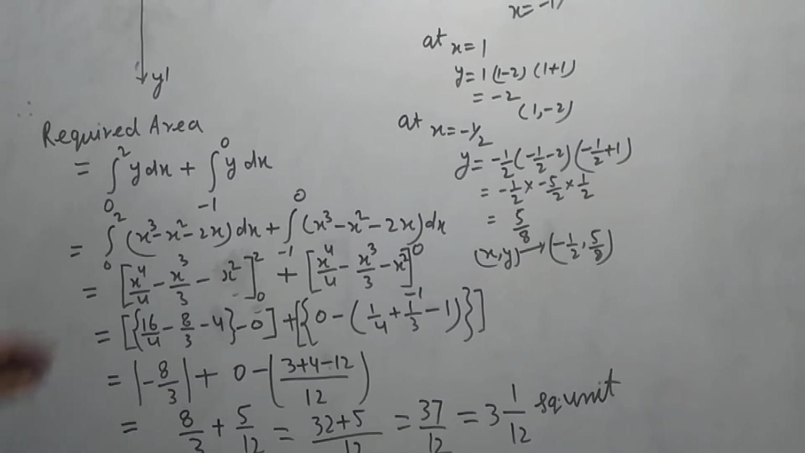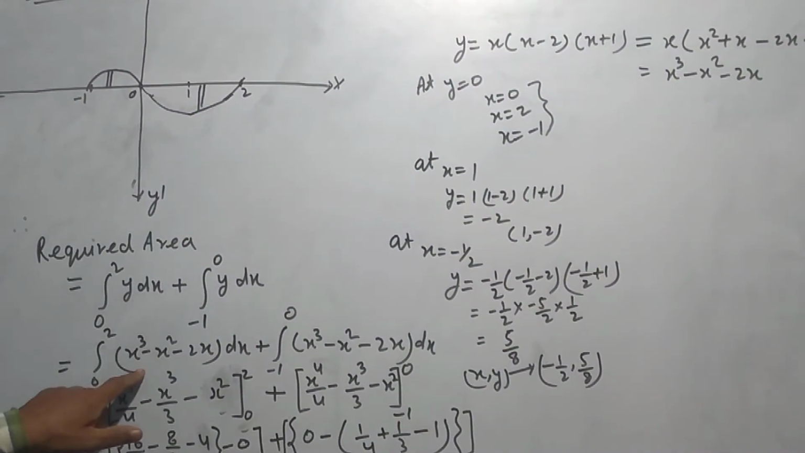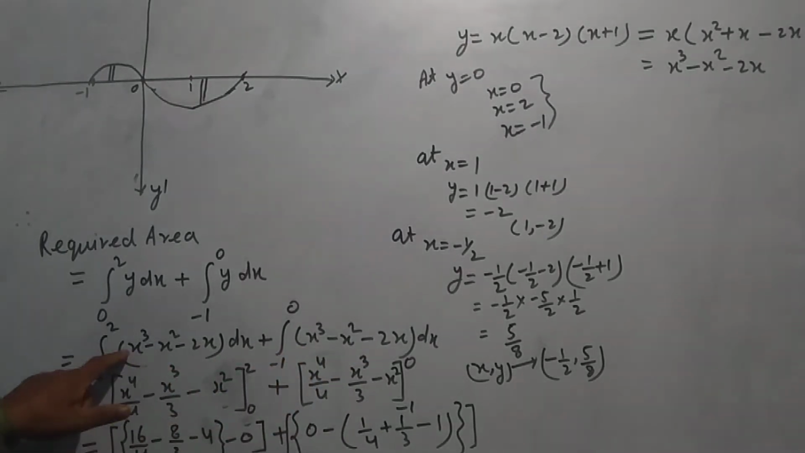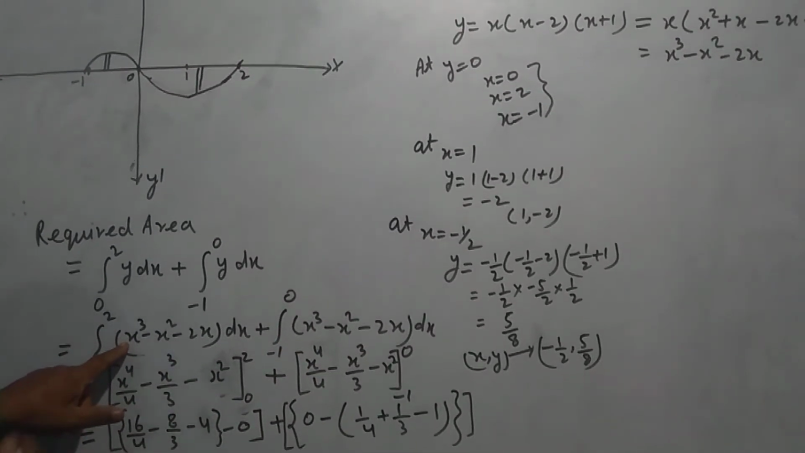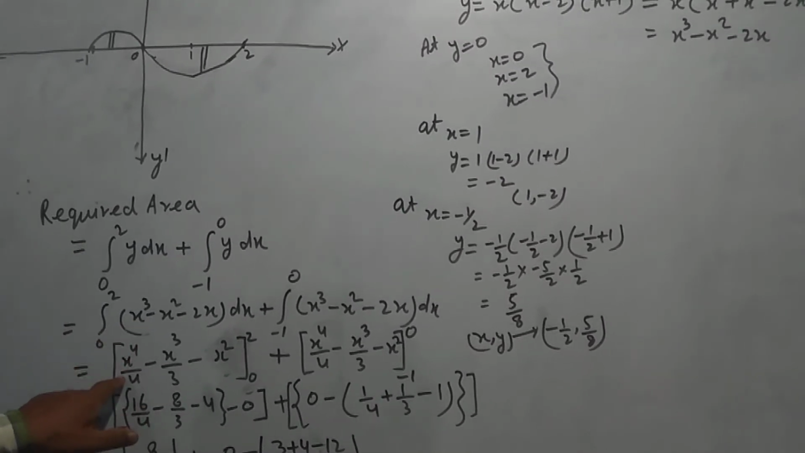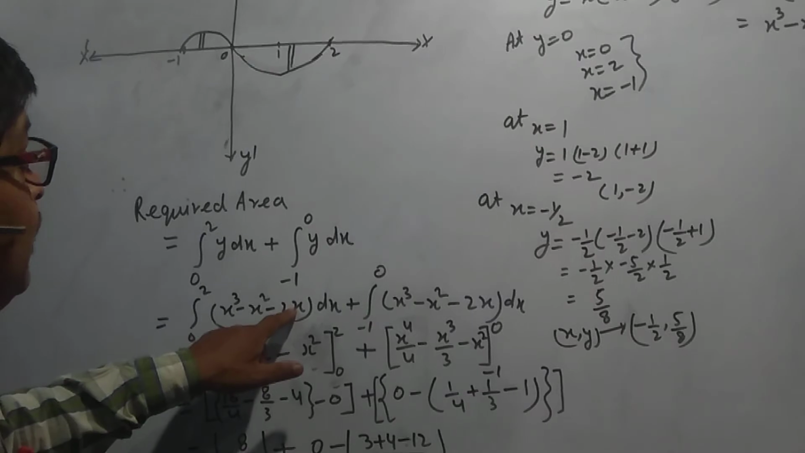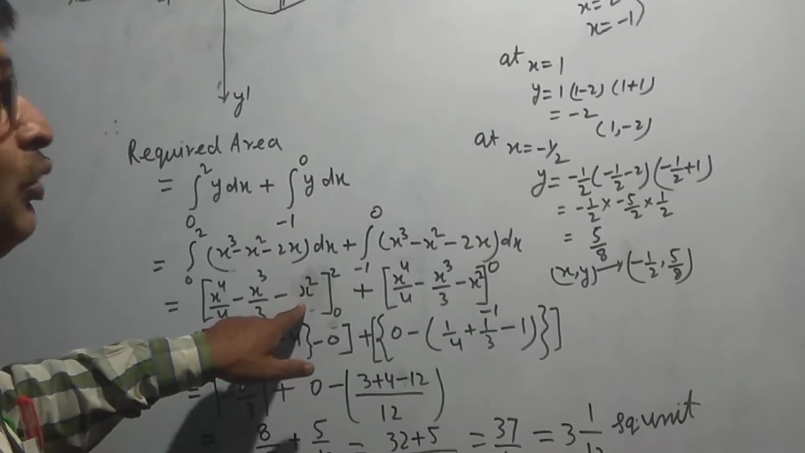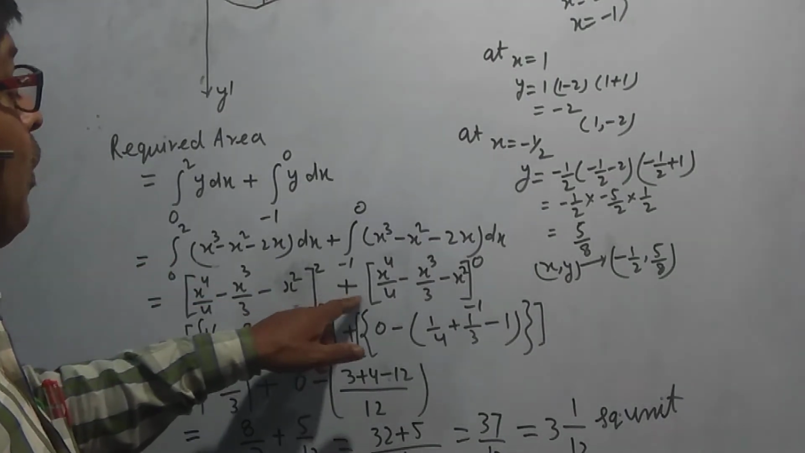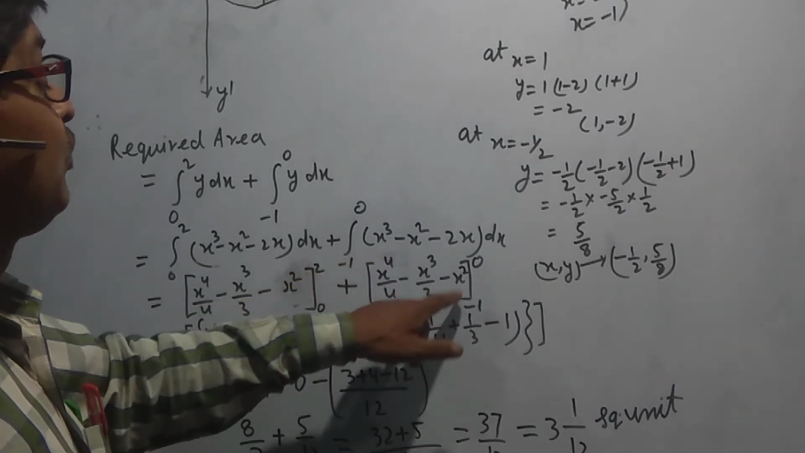Putting y equal to x cube minus x square minus 2x, the integral of x cube minus x square minus 2x dx. Now integrating x cube, x to the power n is x to the power n plus 1 by n plus 1, so x to the power 4 by 4, minus x to the power 3 by 3, minus 2 into x square by 2, which cancels to minus x square, with limits 0 to 2 for this integration, and limits minus 1 to 0 for the other.